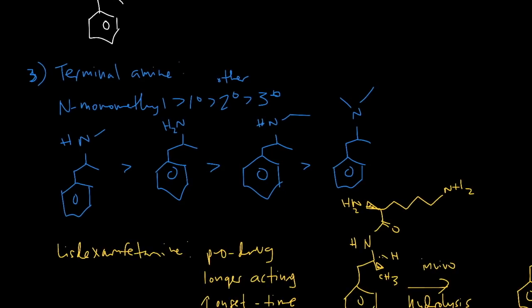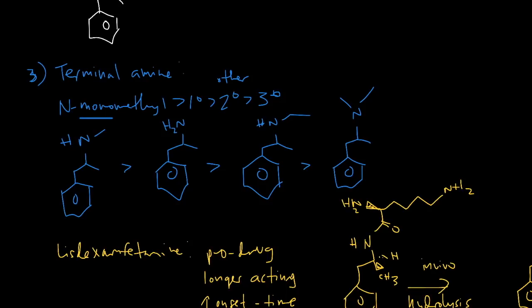Number three, the terminal amine. So N-monomethyl is more stimulating than the primary amine, which is more stimulating than other secondary amines, which are more stimulating than a tertiary amine. So here's your N-monomethyl. It has to be a monomethyl. Monomethyls are actually secondary amines, because if you look at it, two groups attached to an amine is a secondary amine.